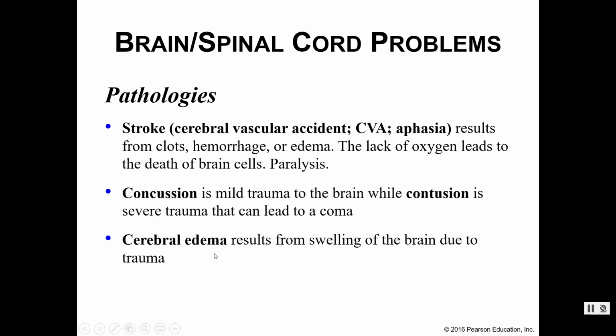All right, last category, we have pathologies. So things could just kind of go wrong later. So stroke, also known as a cerebral vascular accident, or CVA. This results from things like blood clots, or hemorrhages, or edema or swelling in the brain. Doesn't really matter which one's causing it.